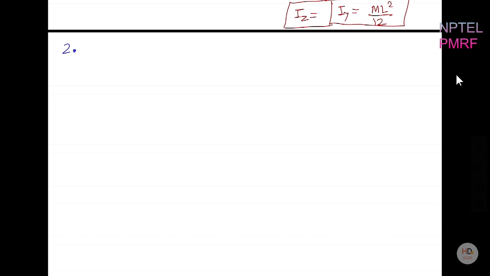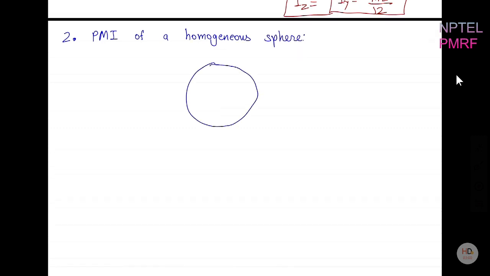Okay, so the second one is the principal moment of inertia of a homogeneous sphere. Okay, so now we have a sphere, and it's a completely symmetric object. So the moment of inertia along any axis is the same, we say, right? So let me call this x, and this is y. Okay, and any point would be given by r, theta, and phi.